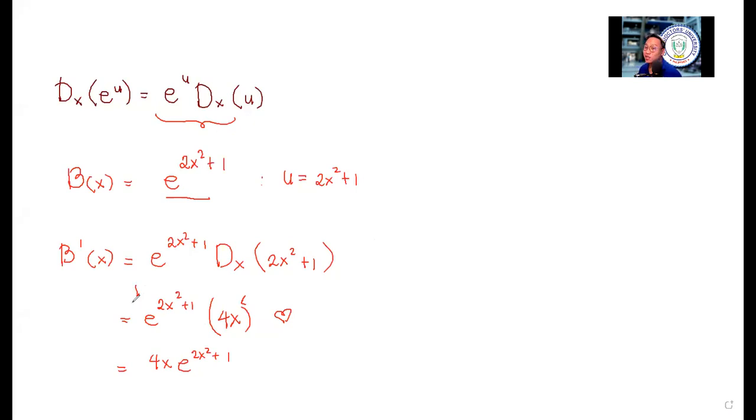Question for e to the u? None so far? Easy, right?